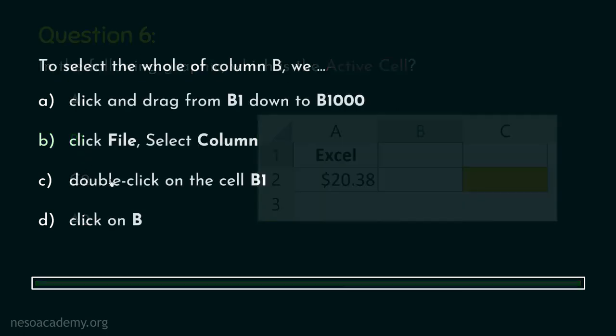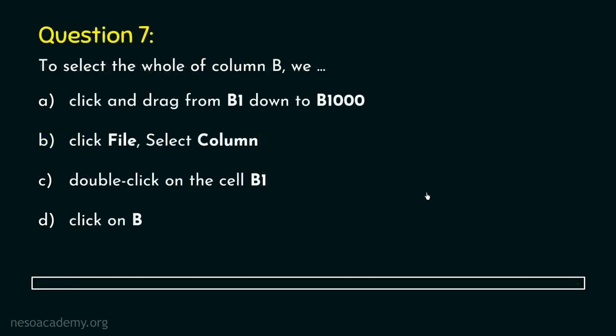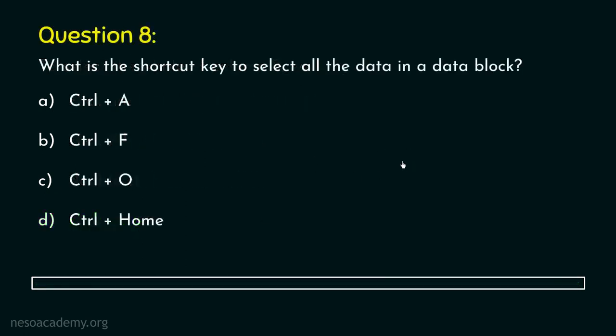Now comes the seventh question of this quiz on your screen, and you again have 15 seconds to solve this question. So your time starts now. Time up. And the answer to this question is option D, click on B.